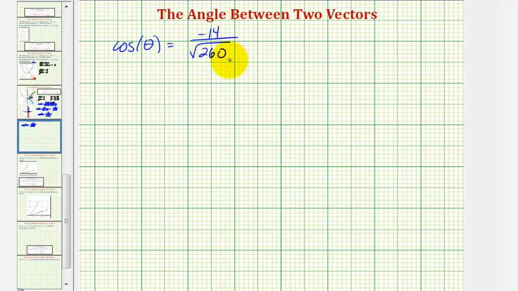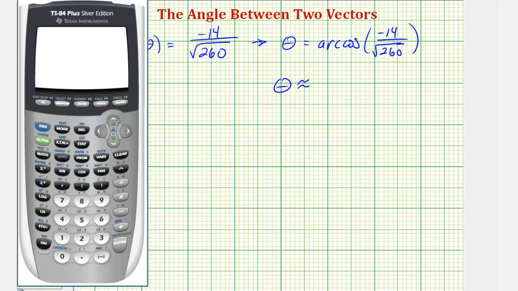To solve this for theta, we would take arc cosine of both sides of the equation, which would give us theta is equal to arc cosine of negative 14 divided by the square root of 260. And now we'll go to the calculator to get our decimal approximation for theta. We first want to make sure we are in radian mode, so we'll press the mode key. We are in radian mode. Go back to the home screen.